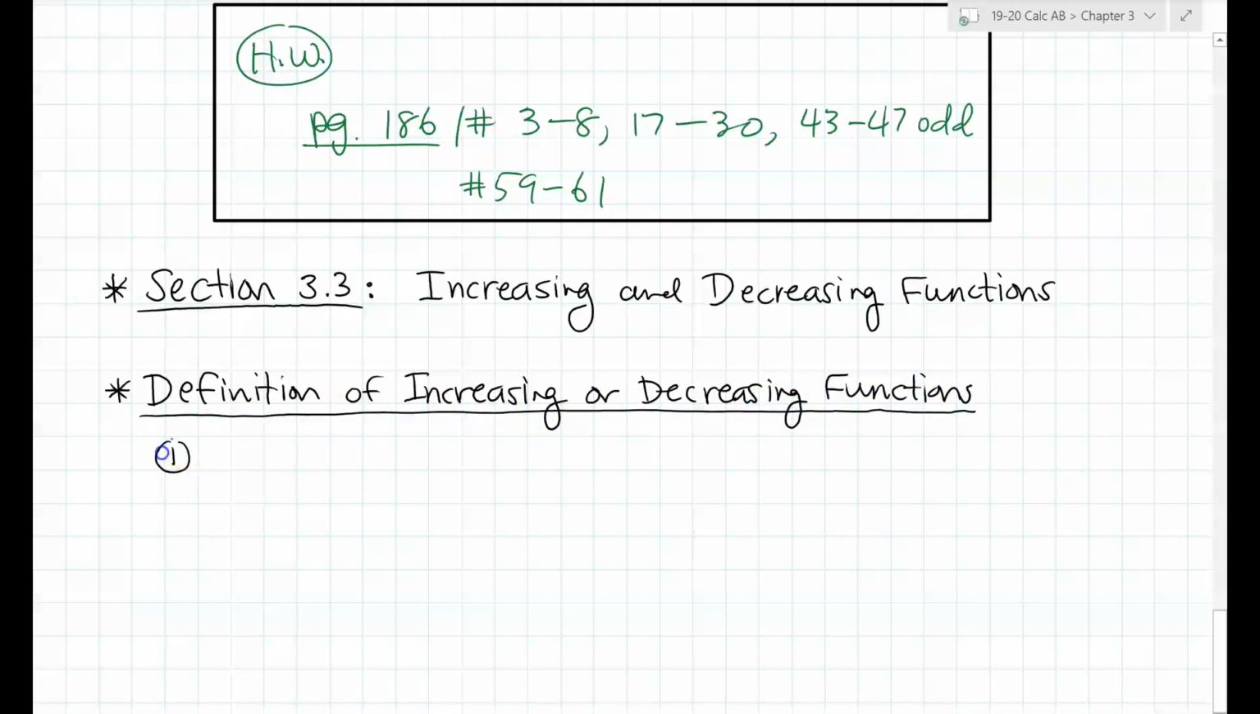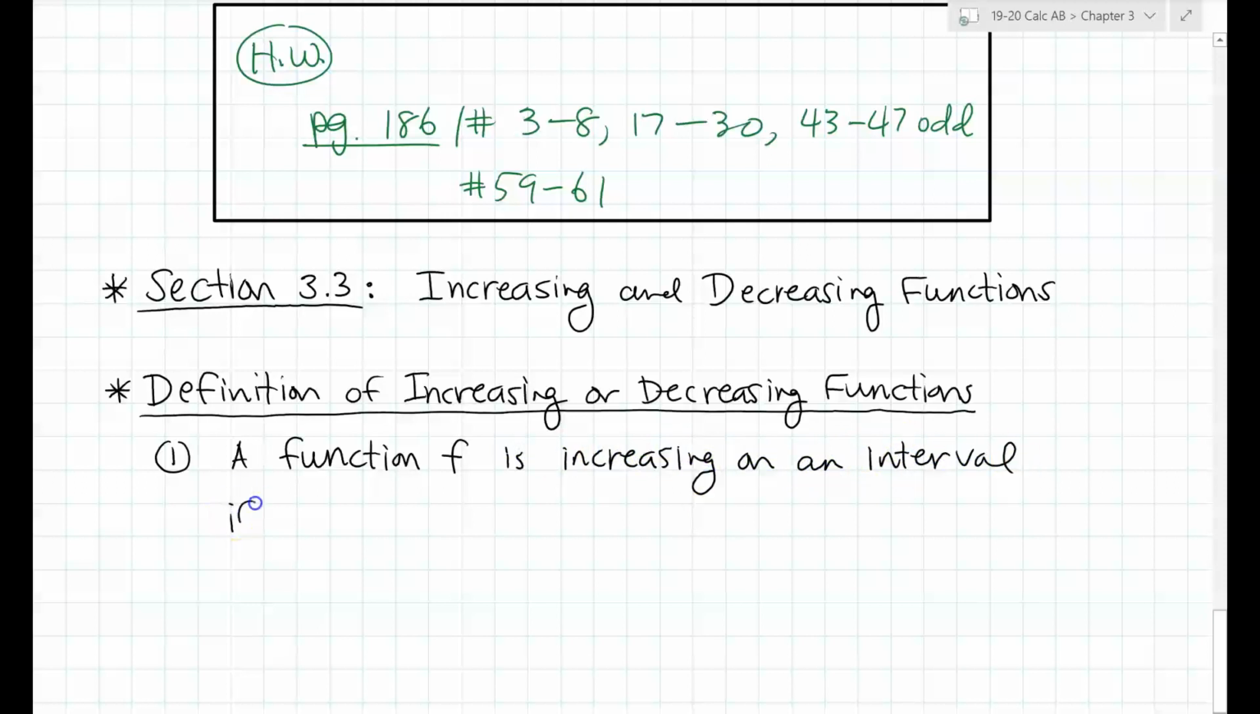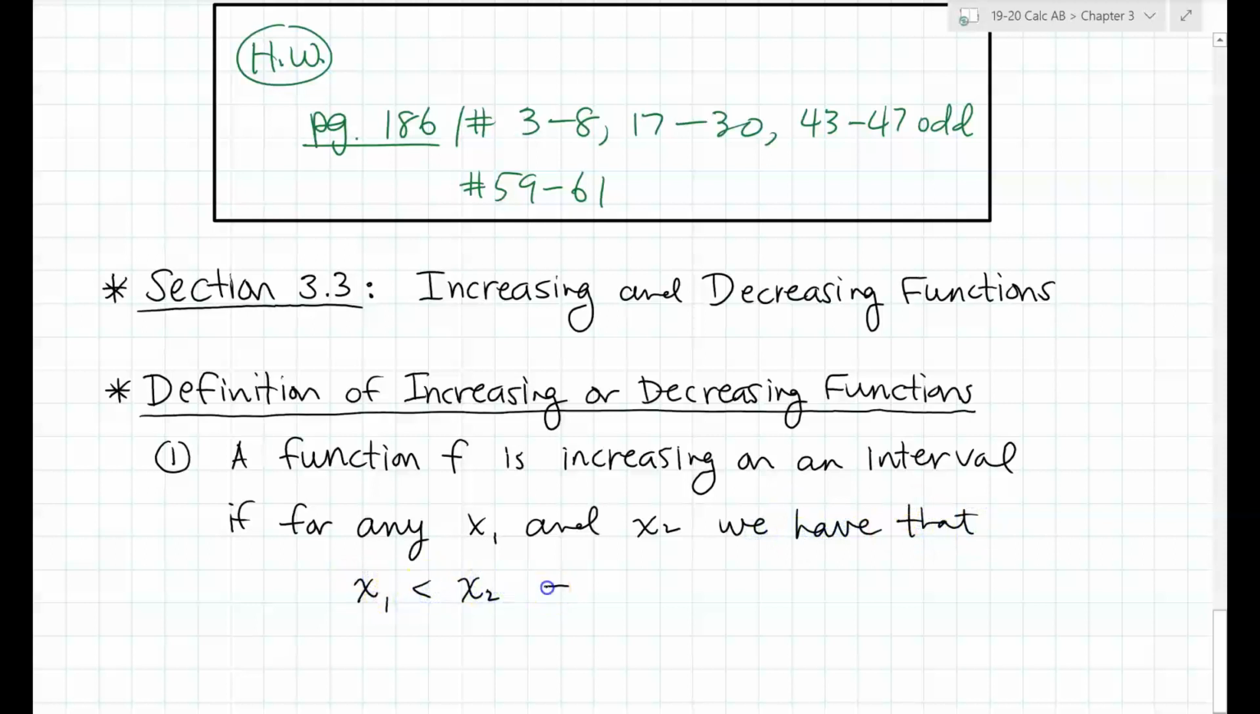All right, so there's two parts. It says a function f is increasing on an interval if for any x sub 1 and x sub 2 we have that x sub 1 less than x sub 2 implies f of x sub 1 is less than f of x sub 2.